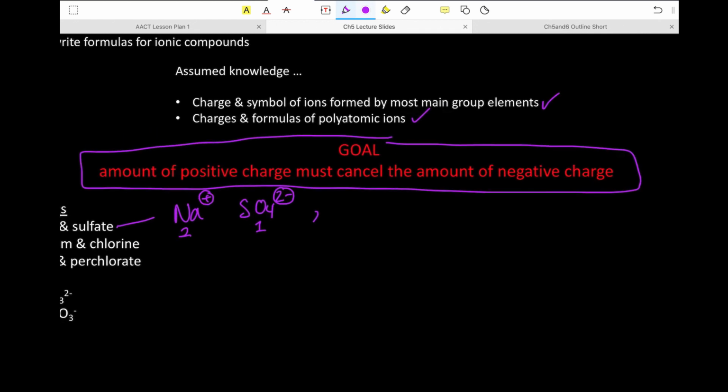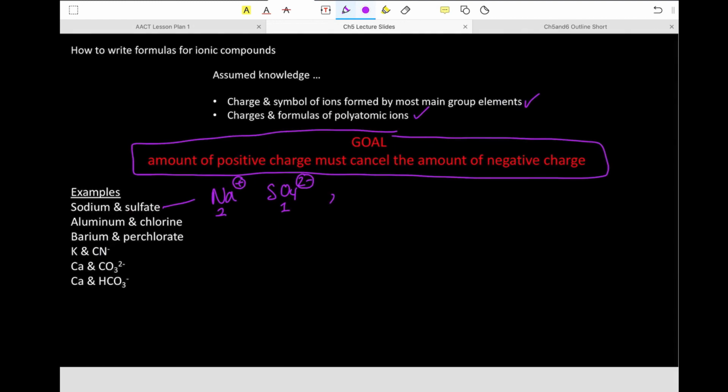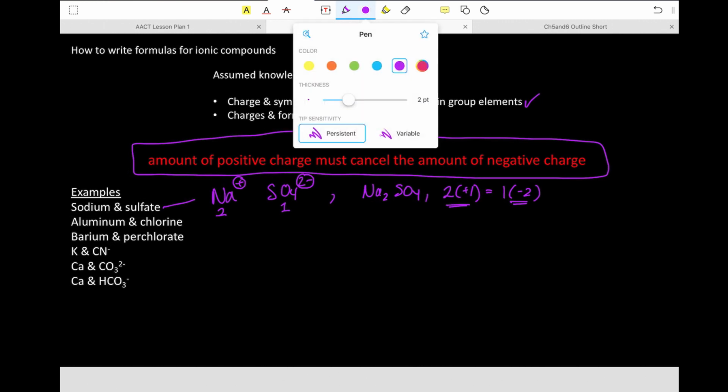Which also matches what your book says about dropping the superscripts, okay? So my formula is going to be Na2SO4, right? Which says I have 2 sodiums for every 1 sulfate, yes? And if I work that out, 2 times +1 equals 1 times -2, and indeed, the amount of positive charge equals the amount of negative charge, right? So we probably did it right.